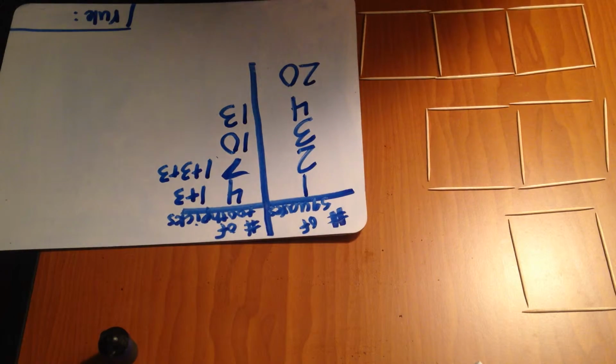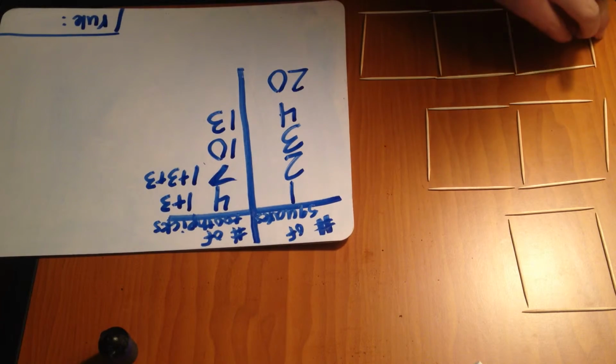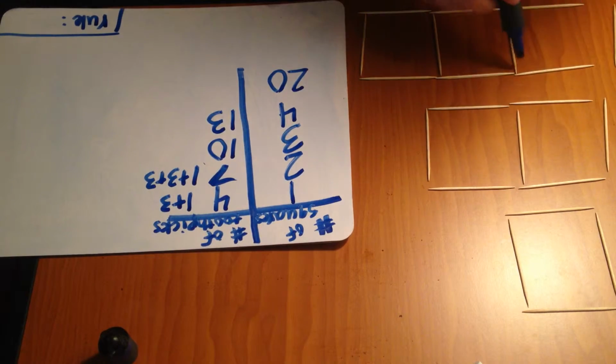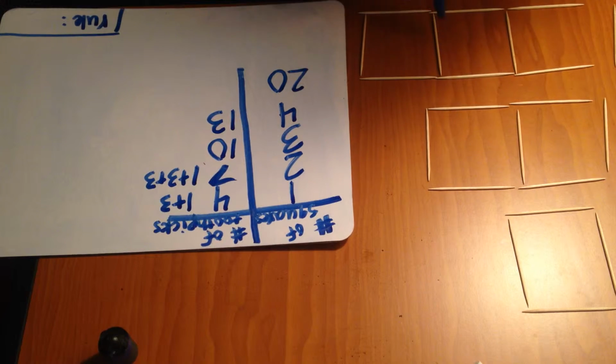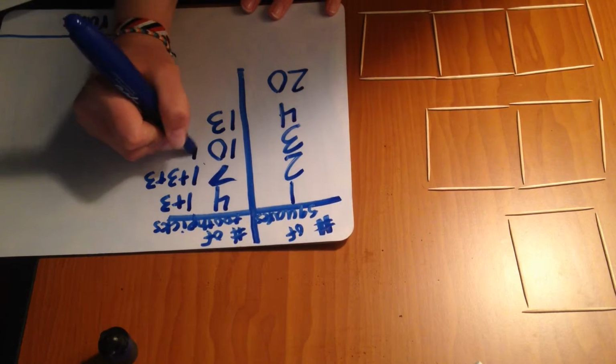And I can do the same thing for 3 squares. I have 1 plus 1, 2, 3, 1, 2, 3. And I know that I can write that down this way.